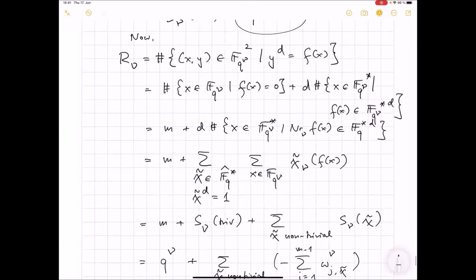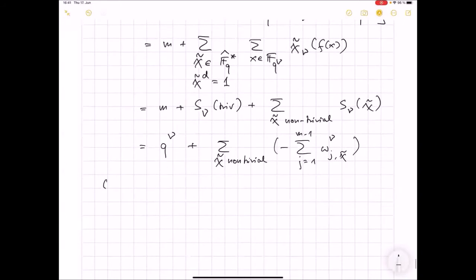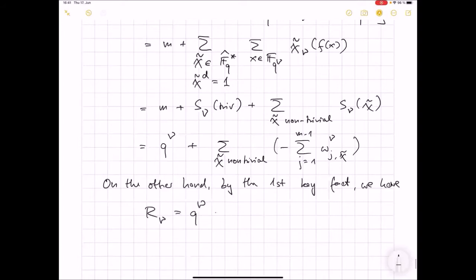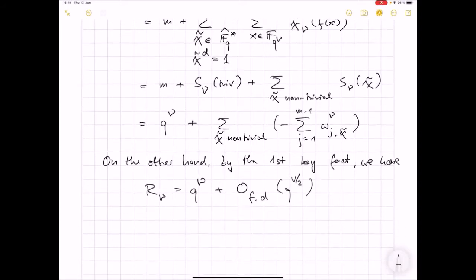But I said we want to compute this in two ways. This R_ν, we know already what R_ν is. This is the first key fact. So on the other hand, by the first key fact, we have R_ν is q to the ν plus O_{f,d} of q to the ν over 2. Now, if you compare these two, we see that this sum over the non-trivial chi's is O of q to the ν.